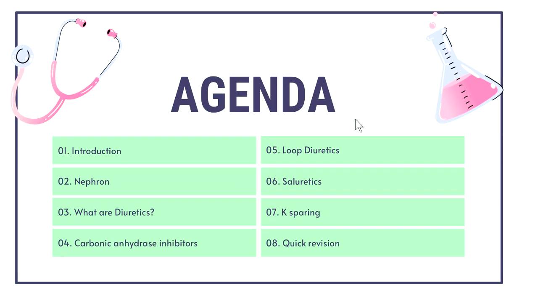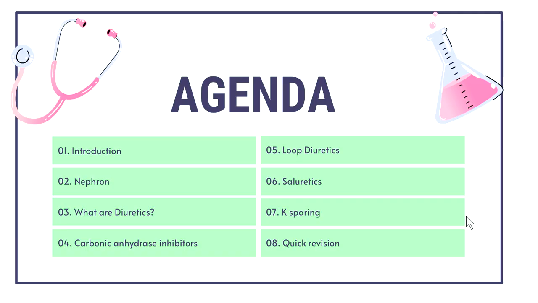The agenda of the day is the following topics. First, we're going to start with the introduction about the topic, then we're having a quick revision about the nephron, then we will understand what diuretics actually are, and in the end we have the following four groups which we have to learn today. The first one is carbonic anhydrase inhibitors, the second one is loop diuretics, the third one is saluretics or thiazide diuretics, and the last one is potassium sparing diuretics. And of course, in the end, we're going to end our study session today with a quick revision.